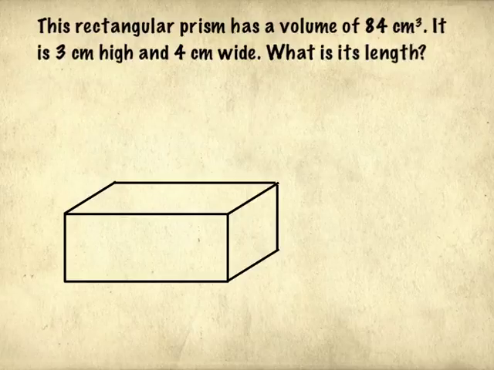So here's one for you to try. This rectangular prism has a volume of 84 centimeters cubed. It is 3 centimeters high and 4 centimeters wide. What is its length? So pause the video here, try that, and when you come back I'll have the answer for you.